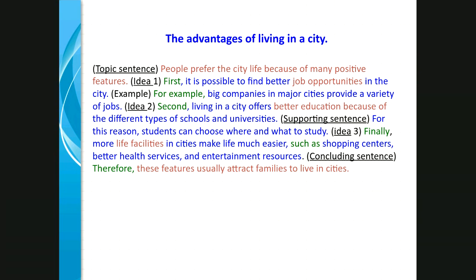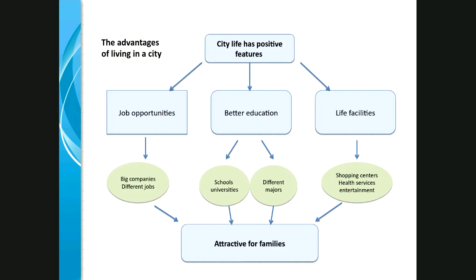Okay, after we finished discussing our first main idea, we will go to the second idea. Okay, the second idea, here you will write another linking word by saying second. Living in a city offers better education. Better education. This is one of the details that I have mentioned in the outline. So living in a city offers better education because of the different types of schools and universities. So if we go back a little bit, better education because of the different types of schools and universities. Okay.